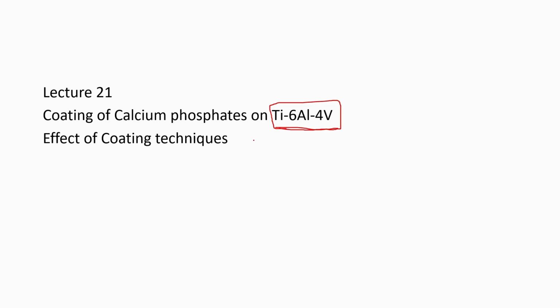So calcium phosphate is basically found in bone and teeth, and it has both hydroxyapatite or tricalcium phosphate. And if there is a mixture of these two, it is called biphasic calcium phosphate.